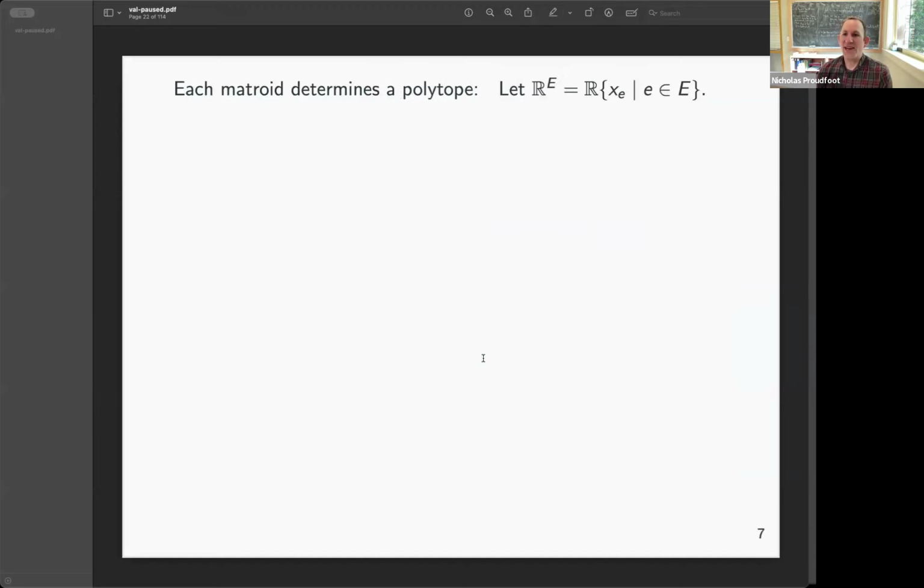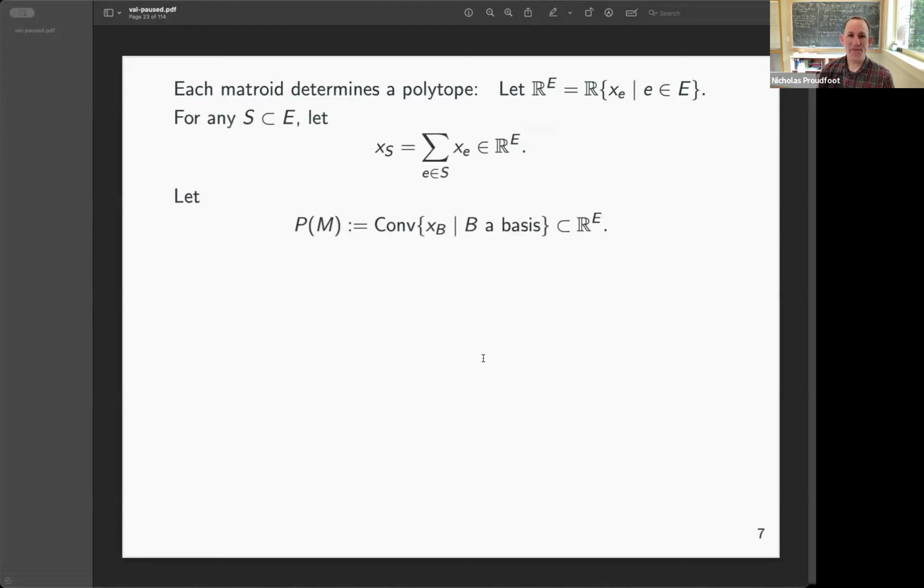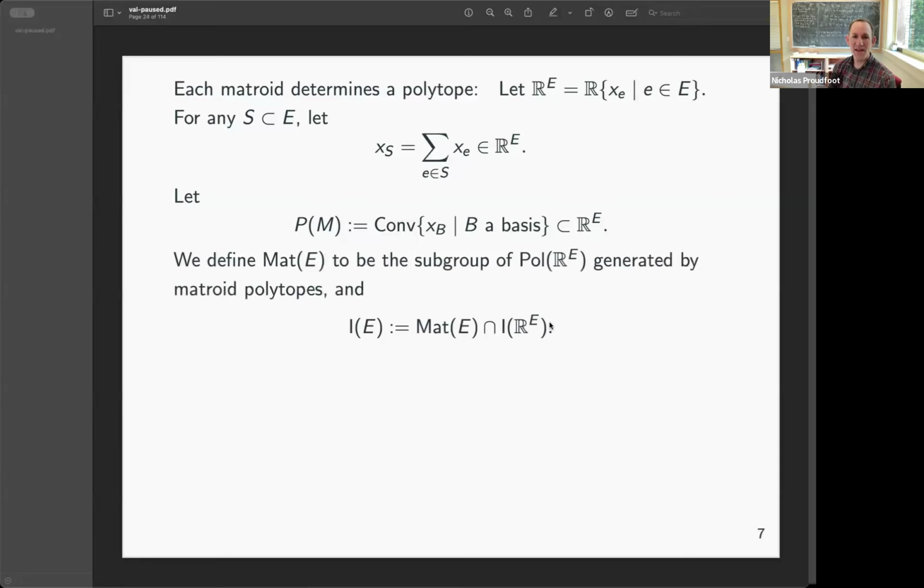Okay, so for every matroid, I have a polytope. The polytope is in the vector space with basis given by the ground set. So if it's a ground set of size 10, it's in R^10. For any subset, I can write down the indicator vector of that subset. So this is a 0, 1 vector that's ones on the subset and zeros outside the subset. And then I can take, in particular, the indicator vectors for all the bases of my matroid, and then take their convex hull. So that's the polytope associated with a matroid.